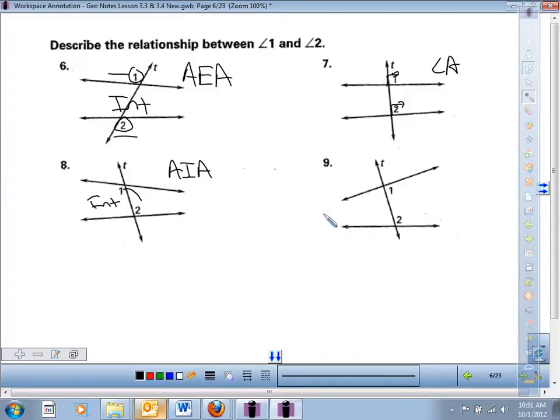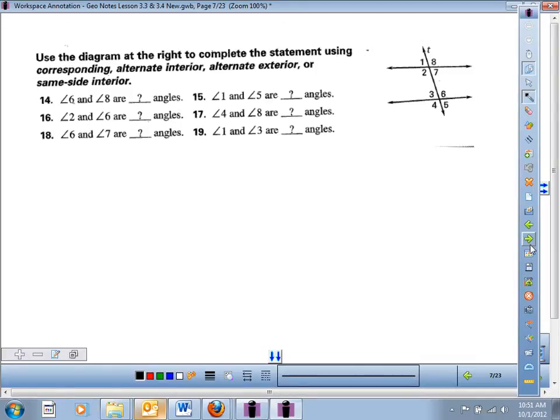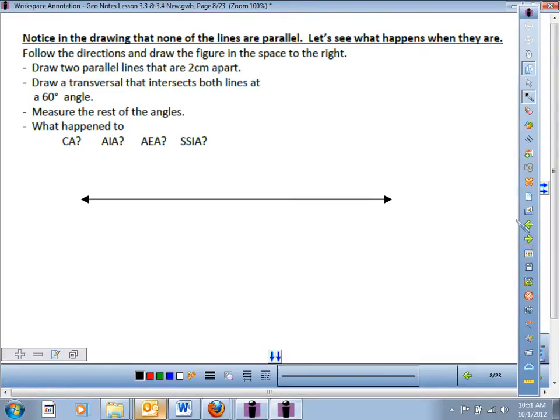Right? Number 9, look, are they both interior, both exterior? In this case, they're both interior, so then ask yourself, are they same side or alternate sides? They are same side, so this would be same side interior angles. Right? If you need more examples, you can come see me. All right, now let's get on to the next thing.